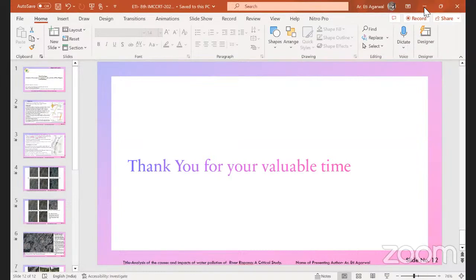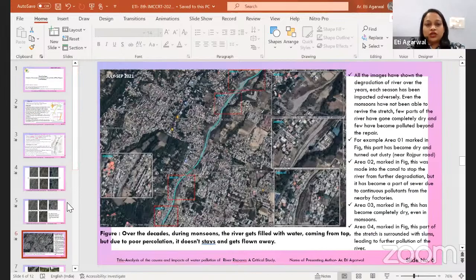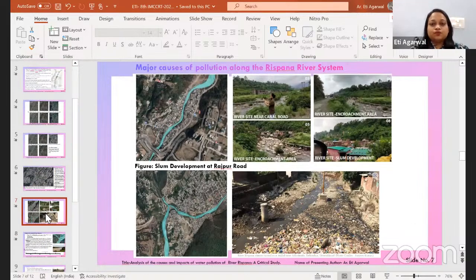Iti, what are your findings? This all is very general and this all is already published. So what is the novelty from your side in this paper? Ma'am, what I found was that I actually visited the whole place.